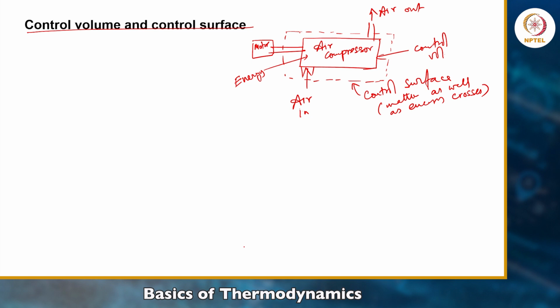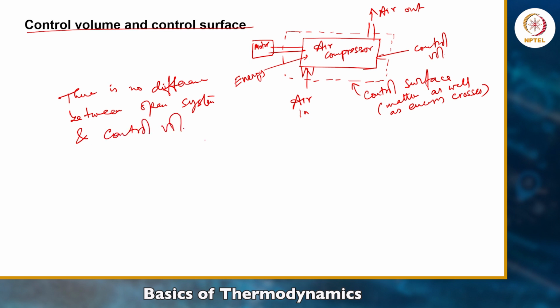So there is no difference between an open system and a control volume, because volume can change when matter flows. The system is a control volume. So closed system and control volume, open system and control volume, there is no difference because the matter is getting transferred.